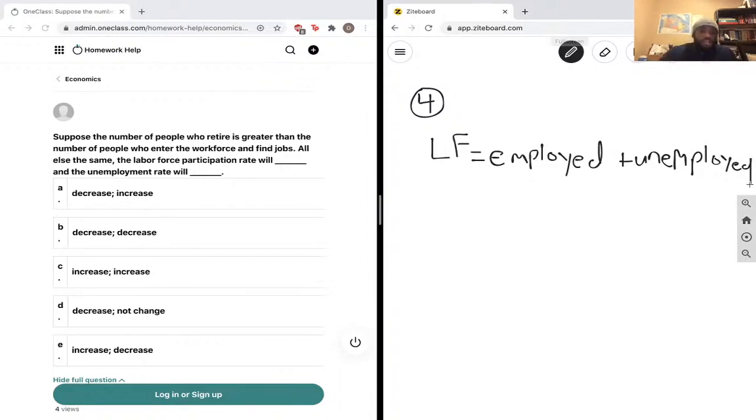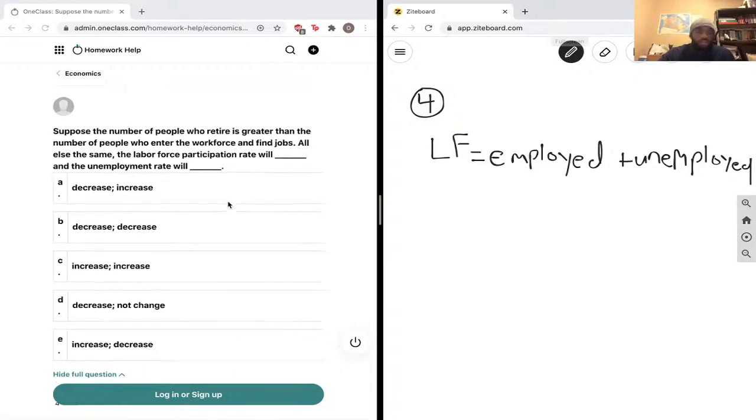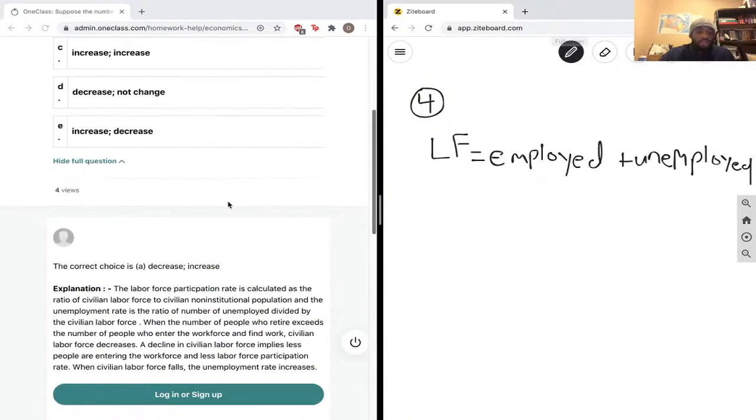Our question is asking if the number of people who retire, which is basically leaving the labor force, is greater than the number of people who enter the labor force and find jobs. So they not only enter the labor force, but they're also employed. All else being the same, the labor force participation rate should decrease because the people leaving are greater than the people entering, and the unemployment rate should also decrease, I believe. See what our tutor said?